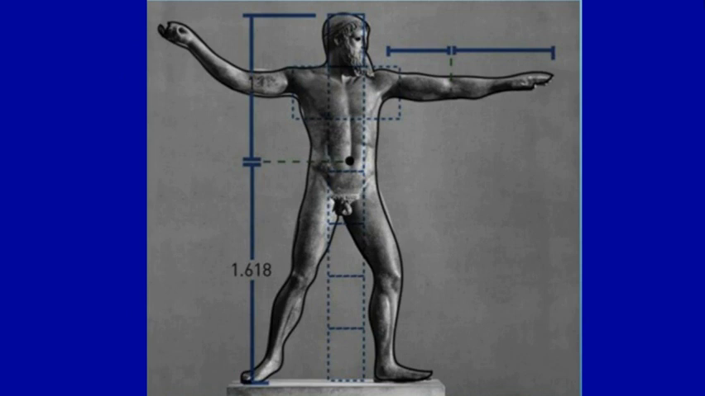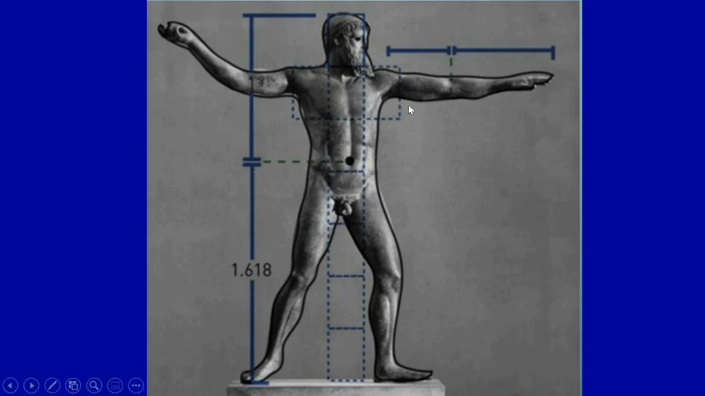And you can see that 1 to 1.6 here, in the idealized proportions of the human figure, according to the Greeks. If you take the measurement from the top of the head to the waist, and then from the waist to the feet, that should be 1 to 1.6.